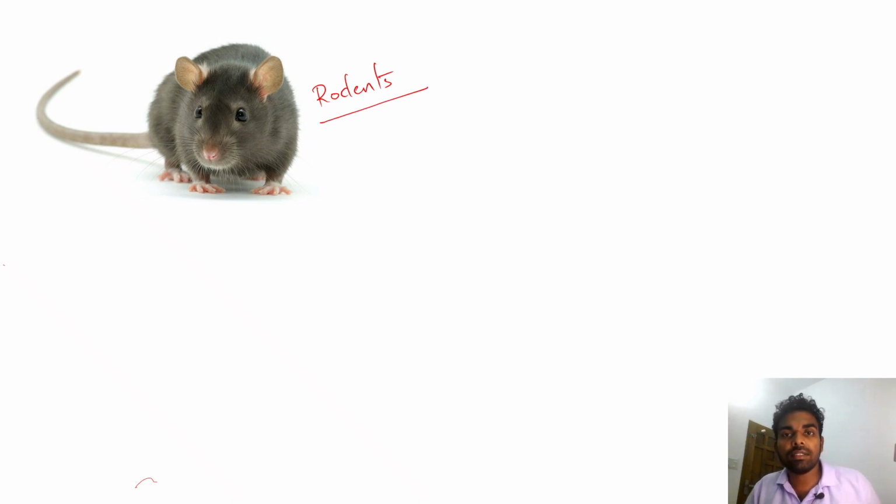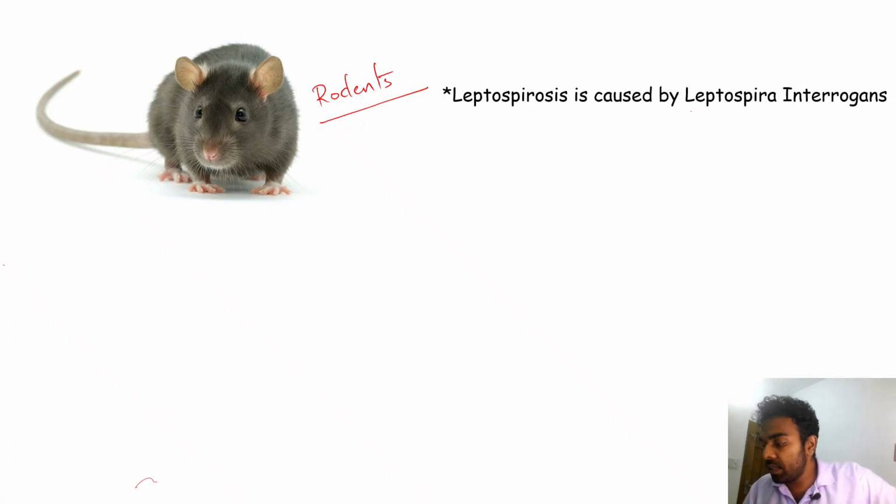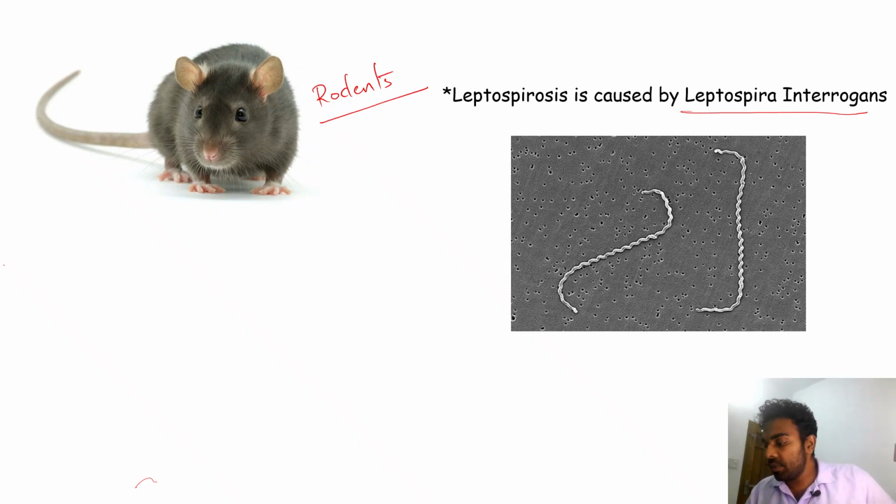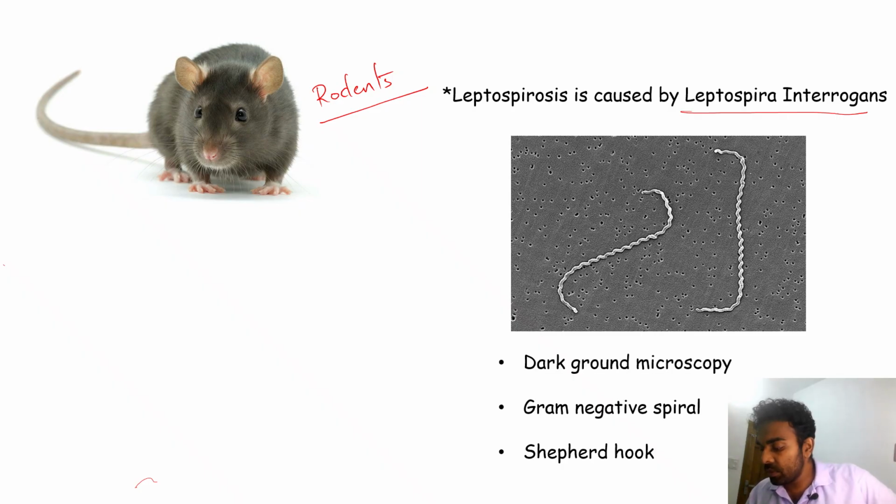So what are these organisms? These are Leptospira interrogans. These are the main culprit of causing leptospirosis. So how do they look? This is an image of Leptospira interrogans. How do you get this image? Actually via dark field microscopy. We can see these organisms through dark field microscopy, and these are gram-negative spiral organisms. What is characteristic in the morphology is that you will be able to see shepherd's hooks at both of the ends.